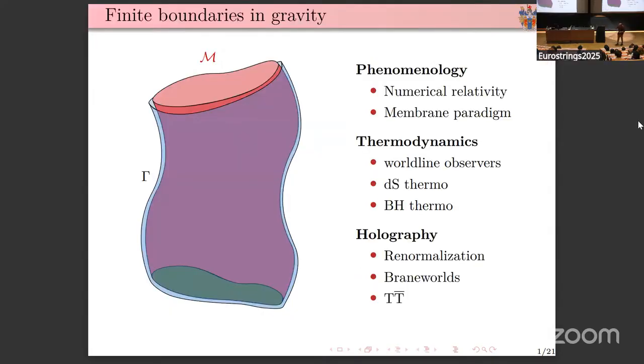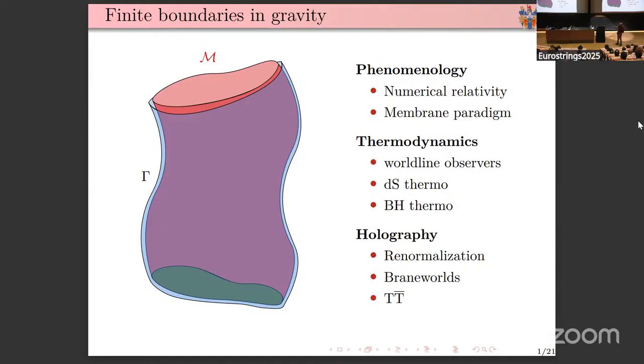So let me give a kind of heuristic picture. Imagine you have some spacetime manifold M with some finite boundary gamma. Here I'm imagining a Lorentzian spacetime such that gamma will be some finite time-like boundary. And by finite, I mean it has a finite size, so you really carve out a finite cavity or a world tube where inside and outside you can have dynamical spacetime.